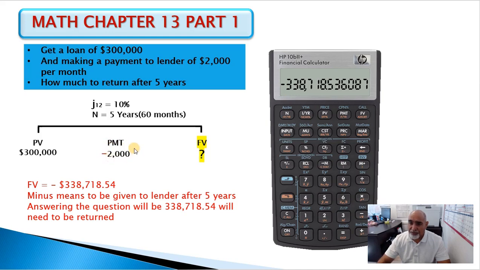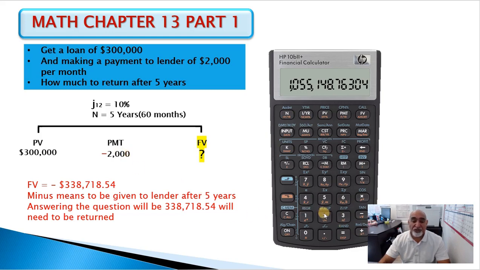Let's say instead of 2,000 every month, we were giving them 20,000 every month. Recall payment, this says we're going to the lender and giving them 2,000. But let's say we were giving them 20,000 every month. What do you think FV is? FV is now positive 1 million something. You see the difference? If we give them only 2,000 every month, then we still owe them 338,000 because of interest also. But if we gave them $20,000 every month, they would owe us money because we've given them so much extra from the loan amount.